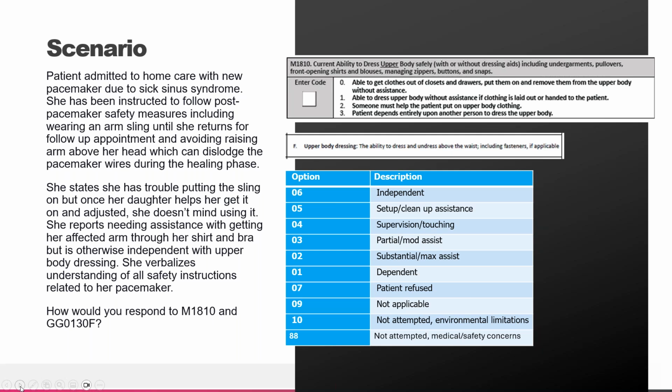She states she has trouble putting the sling on, but once her daughter helps her get it on and adjusted, she doesn't mind using it. She reports needing assistance with getting her affected arm through her shirt and bra, but is otherwise independent with upper body dressing. She verbalizes understanding of all safety instructions regarding her pacemaker. How would you respond to M1810 and GG0130F?